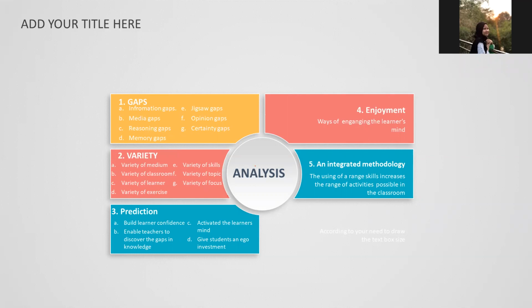knowledge are, so that teaching can be made more relevant to the needs. And then it could activate the learner's mind and prepare it for learning. And the last one, it gives students an ego investment. When people make predictions, they are investing part of their self-esteem in their decisions and choices. They are putting their ego on the line and taking risks.